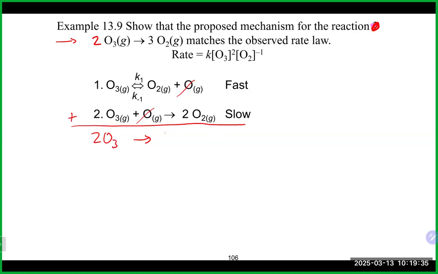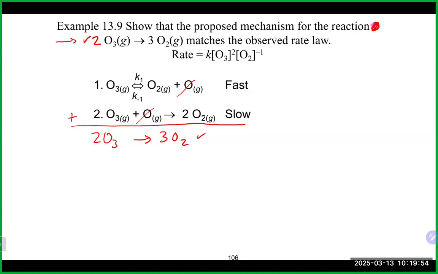On the right, we got 1 O2 and 2 O2s. That's 3 O2s. So that's a check there for the first thing that needs to happen for this mechanism to be a good mechanism: when we add up each of those steps, obviously it equals the overall reaction. Any questions on that there?